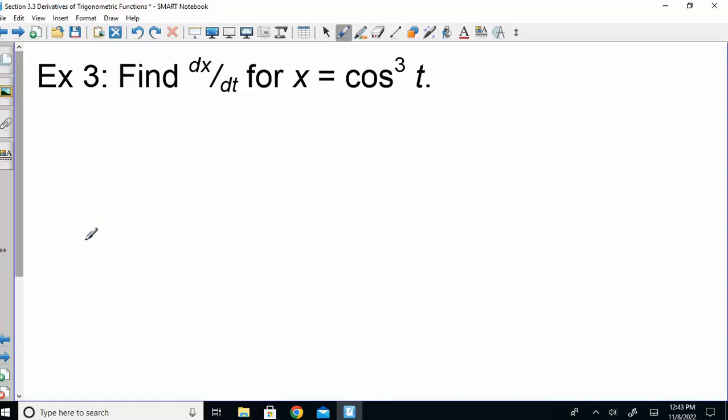Let's keep going. We're a little bit ahead because I was able to start some of our lesson yesterday. So let's do a few more of these derivatives before we stop for today.